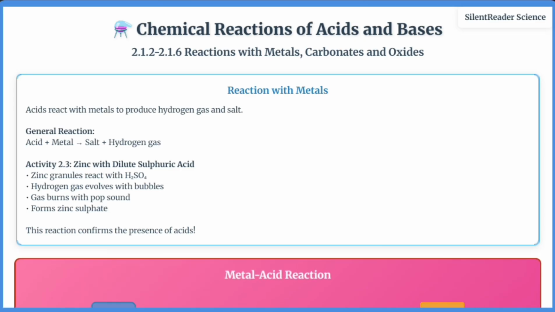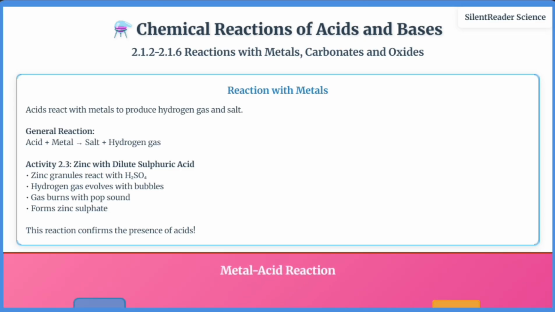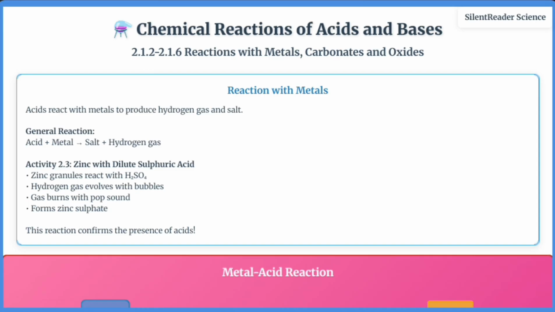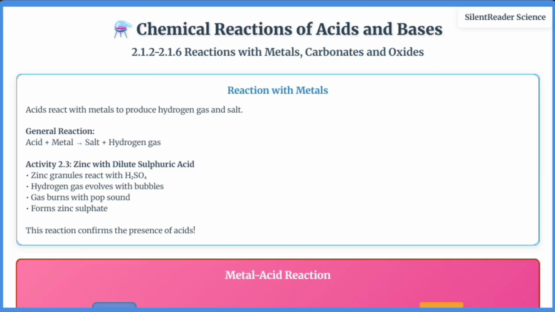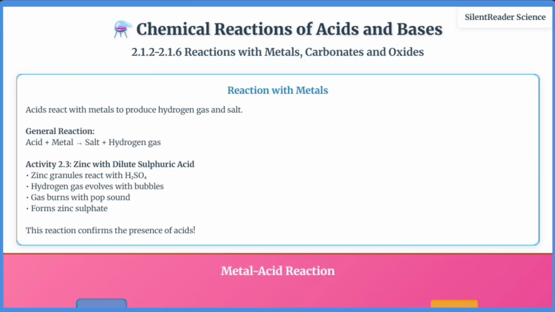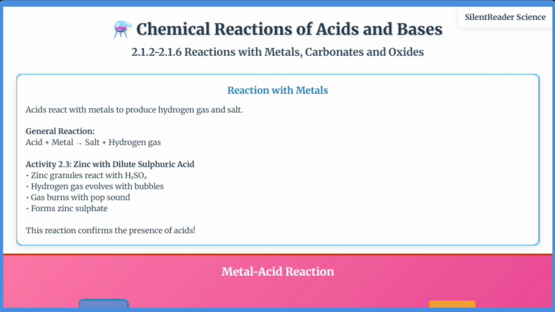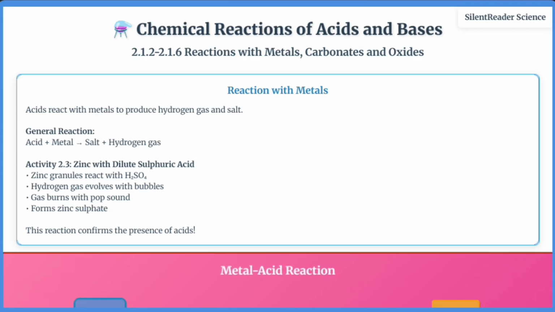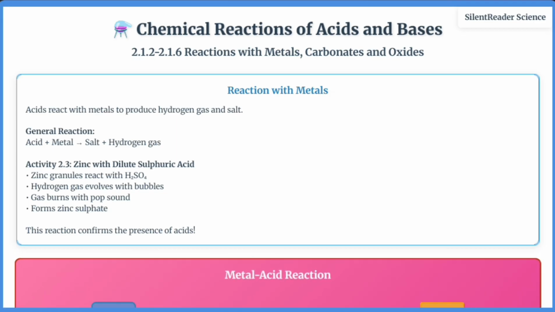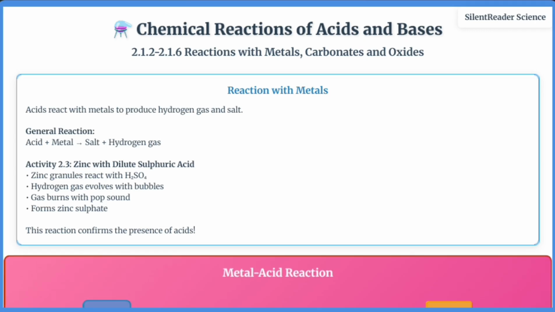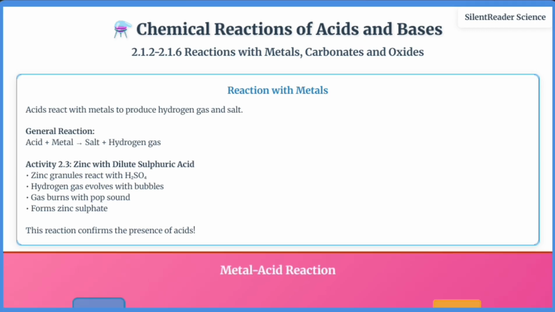Now let's explore the chemical reactions of acids and bases. Acids react with metals to produce hydrogen gas and salts. In Activity 2.3, when zinc granules react with dilute sulfuric acid, we observe bubbles of hydrogen gas that burn with a characteristic pop sound. This reaction gives us zinc sulfate and hydrogen gas.